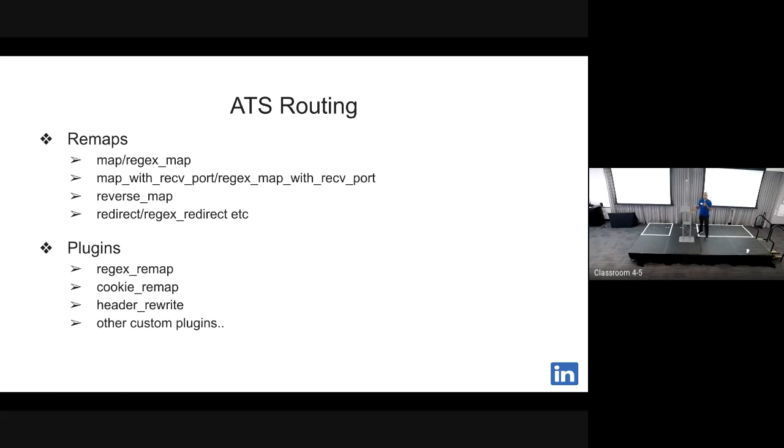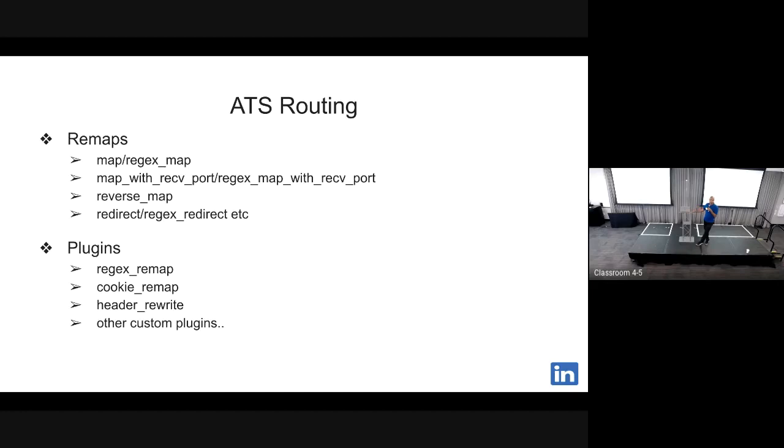So I'm sure everyone is familiar with this. These are the current constructs that we have in ATS that can do routing, basically remaps, various forms of remaps: map, regex map, with port, reverse map, redirect, regex redirect, etc. And for any other routing requirements we have, today we do it using plugins.